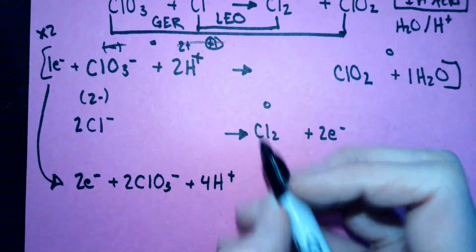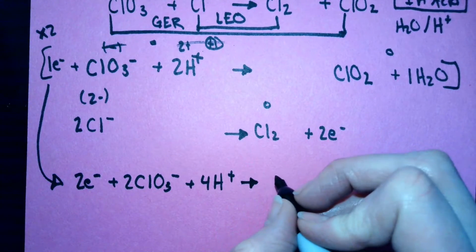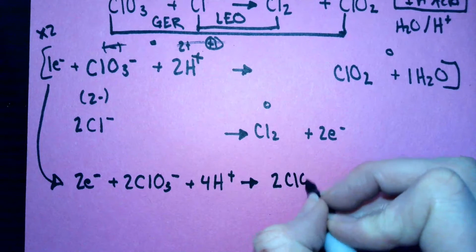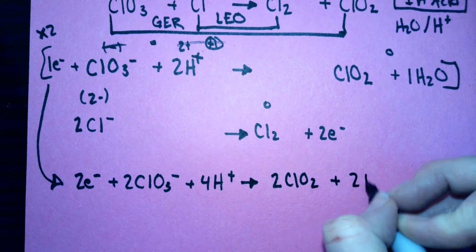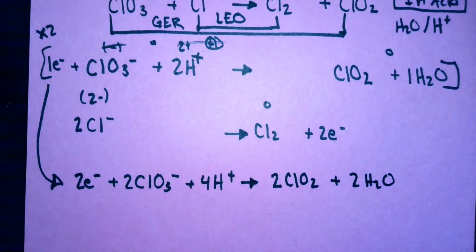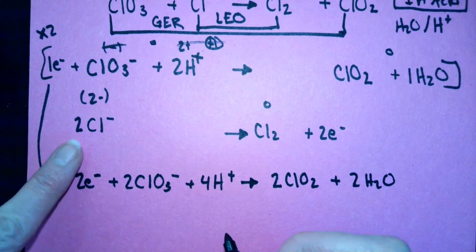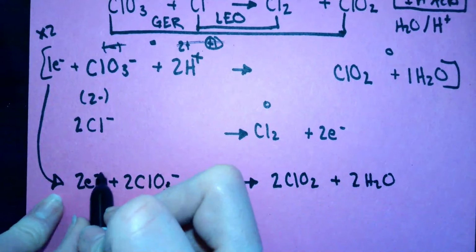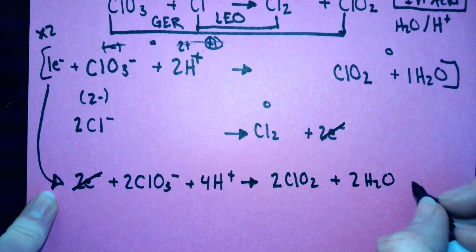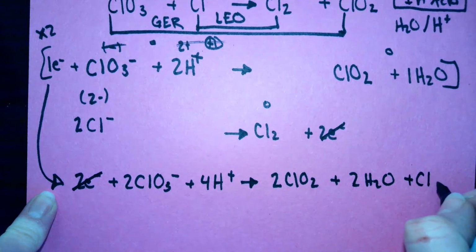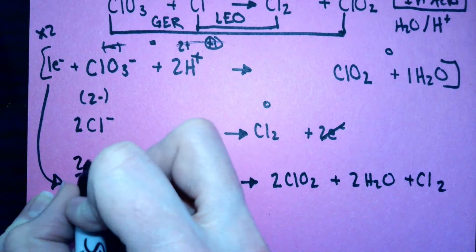Alright. To form 2 ClO2 and 2 H2O. Now I'm just going to add these guys in. So when I do that, that crosses off, and I'm going to add Cl2 and 2 Cl minus.